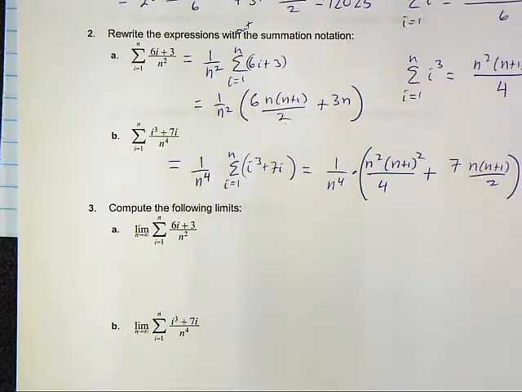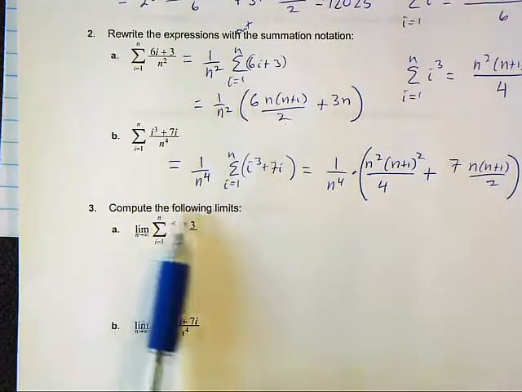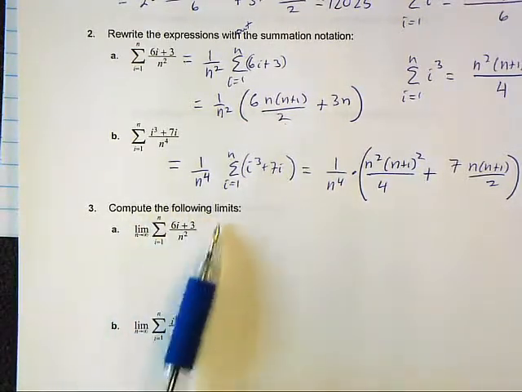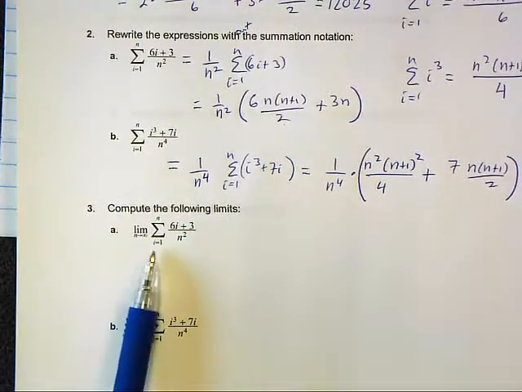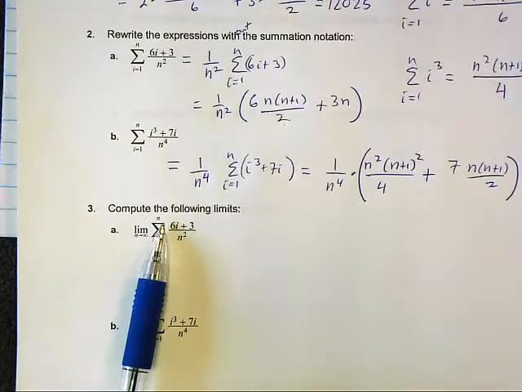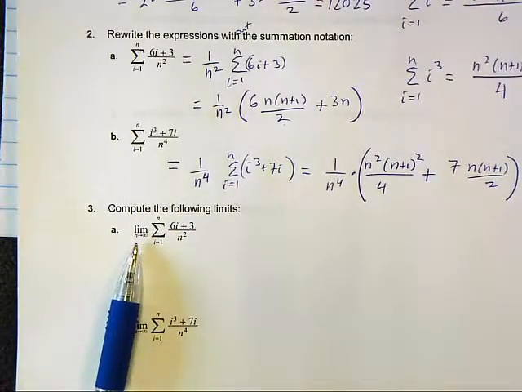So this right here is the sort of notation we're going to use in a few minutes for finding area under a curve. So we'll have the sum from i equals 1 to n, but then we will take the limit as n goes to infinity.